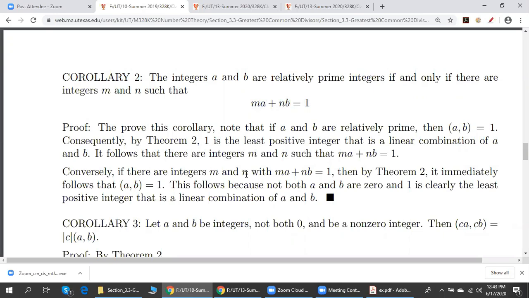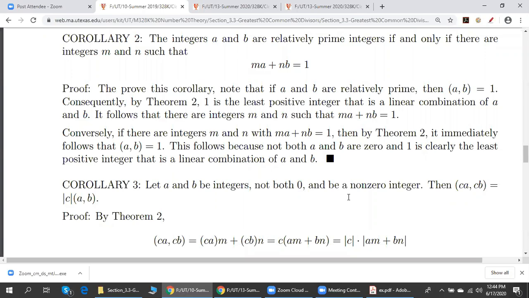By Theorem 2, it immediately follows that the greatest common divisor of a and b is 1, because indeed 1 is the least positive integer that is a linear combination of a and b. So once again, the greatest common divisor here is 1 because we know by Theorem 2 that the least positive linear combination is the greatest common divisor, and indeed 1 is the least positive integer, it cannot be smaller. So there is no escape. The greatest common divisor is 1.